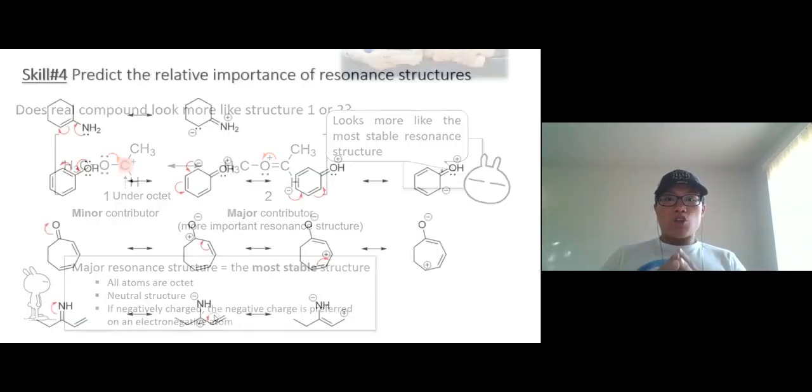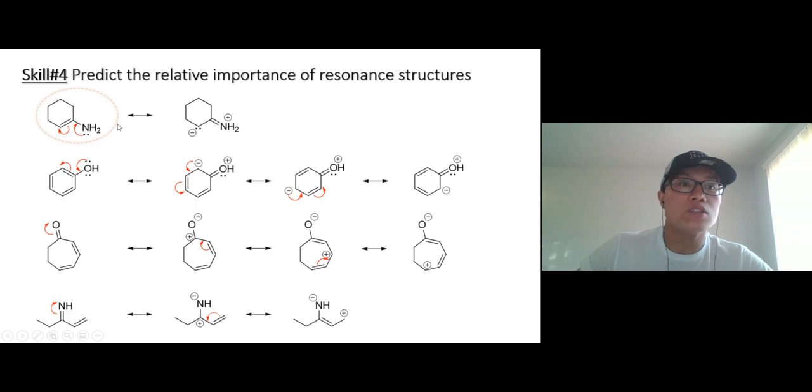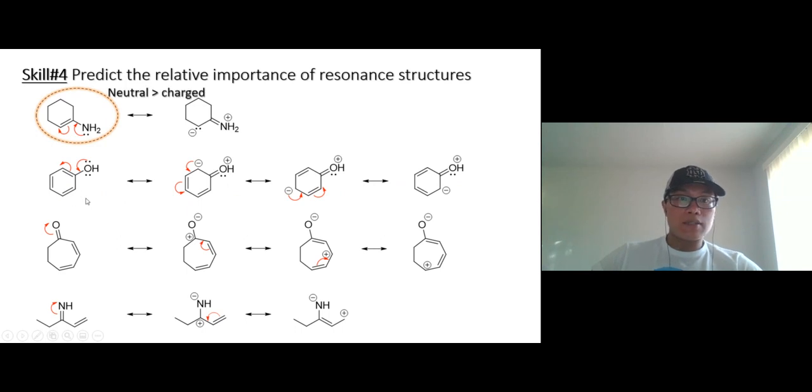All right. Let's go back to the resonance structure that you drew earlier in the previous video. This compound has two resonance structures. Which one is the major contributor? Who's more stable? All atoms are octet, but this guy doesn't have charge. The real compound will look more like this guy. Now, next compound we have, there are 4 resonance structures. Which one is the major contributor? The most stable one, this guy right here.